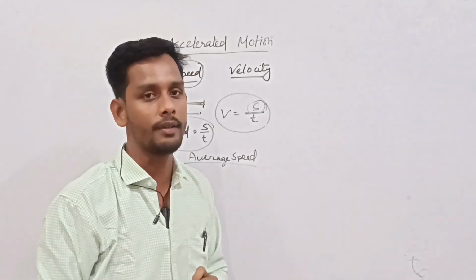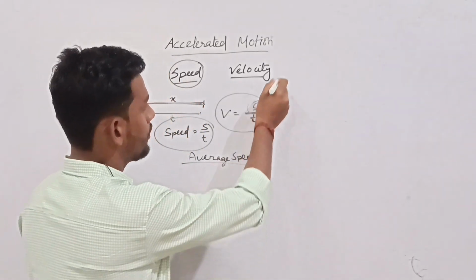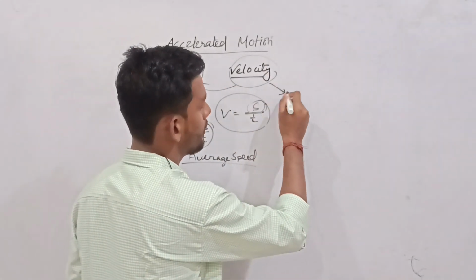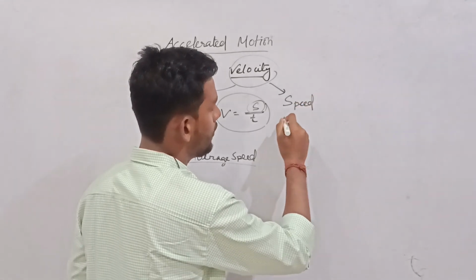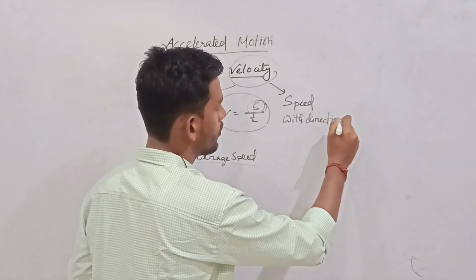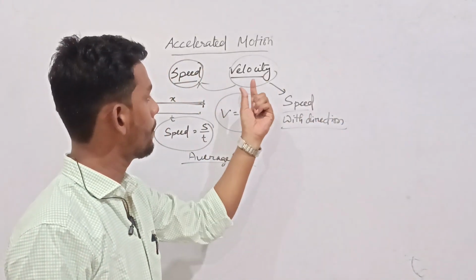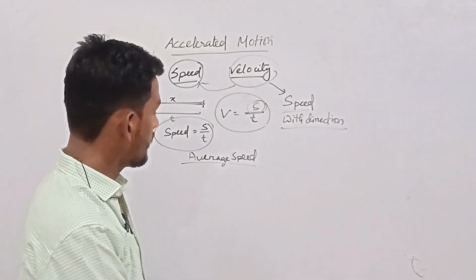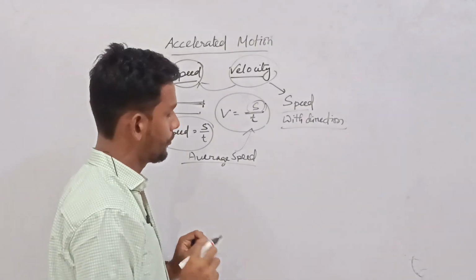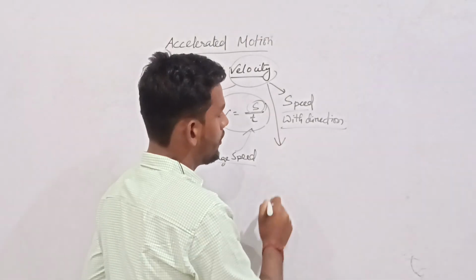You have to divide that distance by the time taken, so that is called speed. And what is velocity? Velocity is basically speed with direction. Speed with direction is called velocity. So this is the topic of velocity and speed. So what is average speed? Average speed is total distance covered by total time taken. Clear?